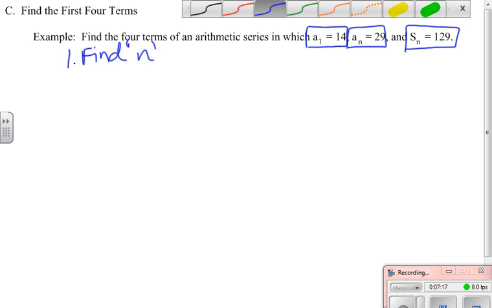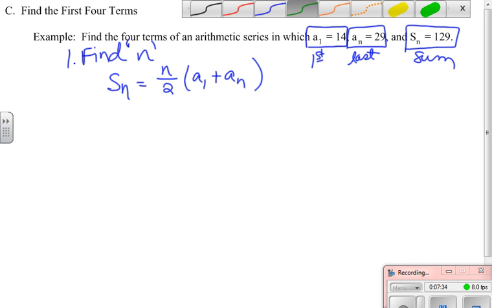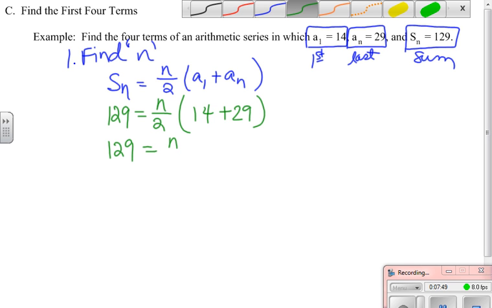So let's go ahead and use this formula because we do happen to know the first and last terms. Because we know the first and we know the last and we know the sum, we can go ahead and use this formula. So by substitution we have 129 is equal to n over 2 times 14 plus 29. So I have 129 is equal to n over 2 times 43.